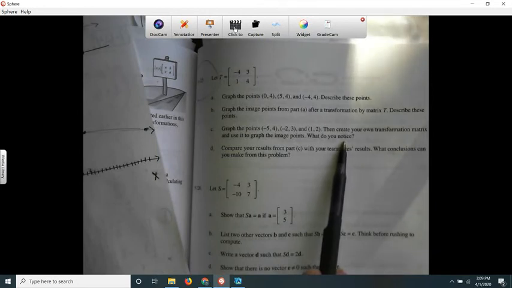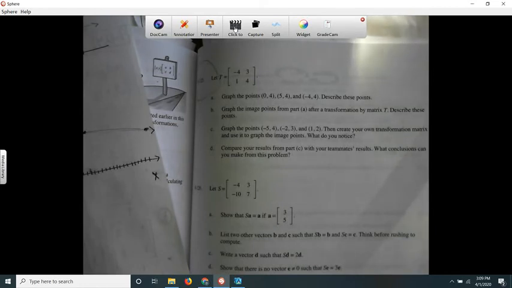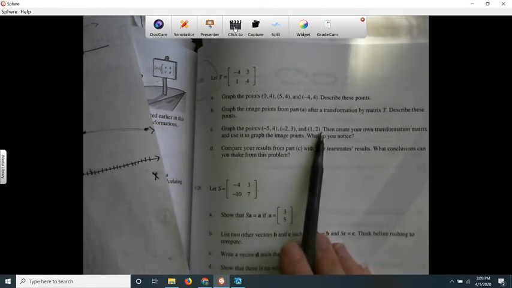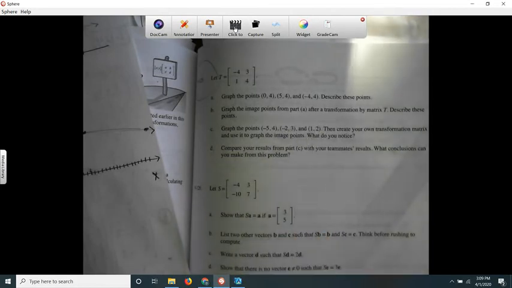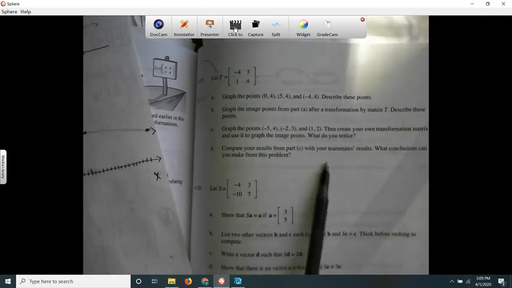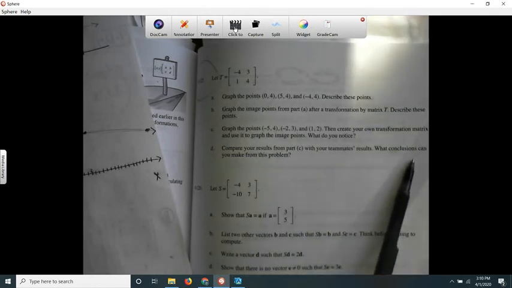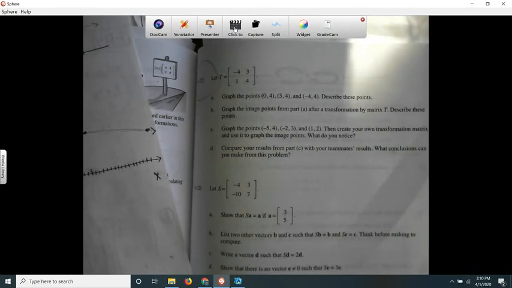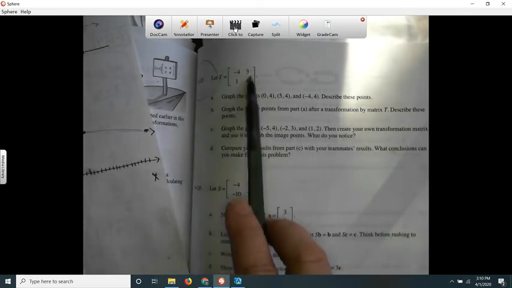Well, you get to make up your own transformation matrix, and then you get to notice what happens to these 3 points. You're going to multiply your transformation matrix by these 3 points and compare your results with your teammates' results. And then what conclusions can you make? What's supposed to happen is you all make up your own matrices and then be very amazed that your points will still line up after you've used the transformation matrix on them, even though everybody has different matrices that they made up.